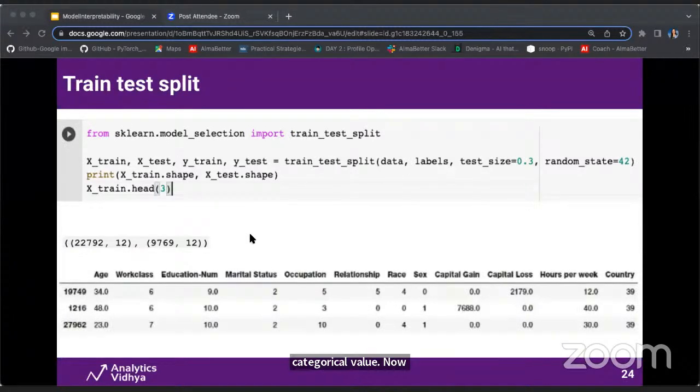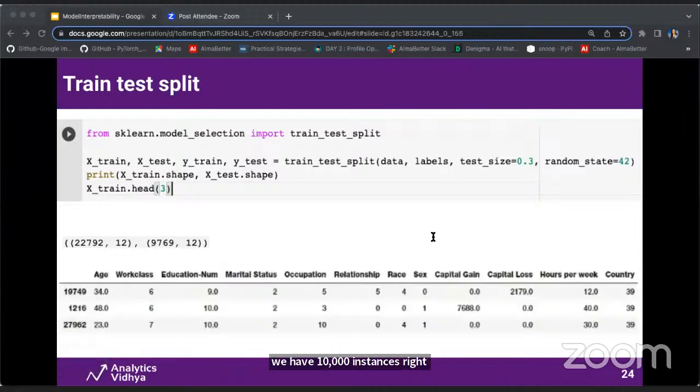Then, of course, we moved on to train test split. So for any machine learning model, we always need train and test data sets. We will be building the model on the train data set and test the performance on the test data set as usual. So here you can see I've written the shape of the data. For training, we have 22,000 instances approximately. And for testing, we have 10,000 instances, right?